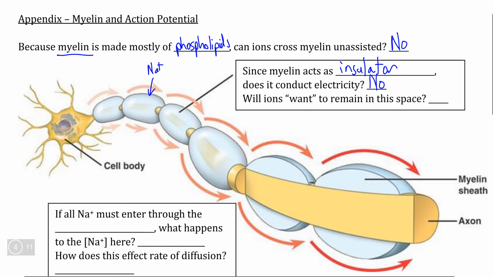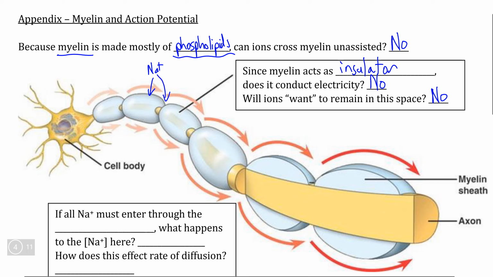Because phospholipids, other than the phosphate head obviously, are predominantly nonpolar, this makes myelin sheaths very, very poor conductors of electricity, and because the overwhelming majority of a myelin sheath is nonpolar, there's nothing to attract ions to staying in one specific space around a myelin sheath.